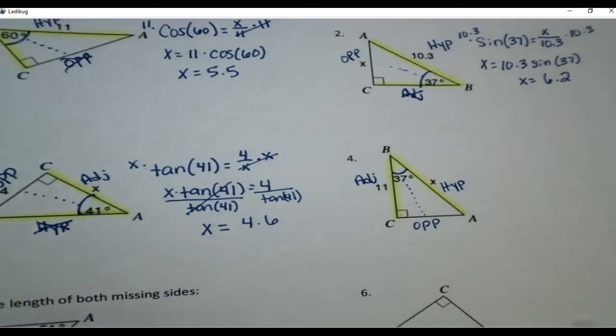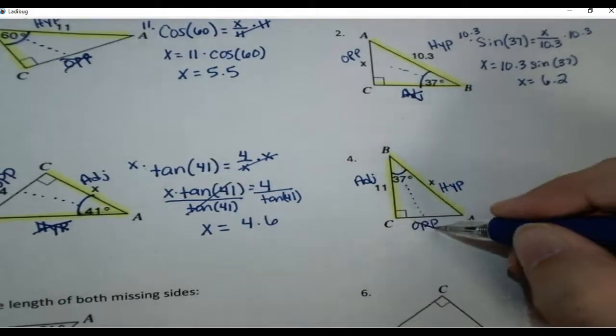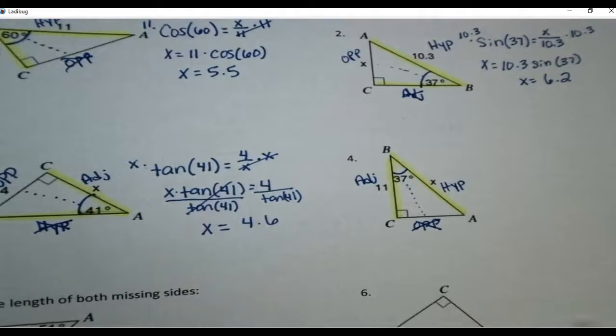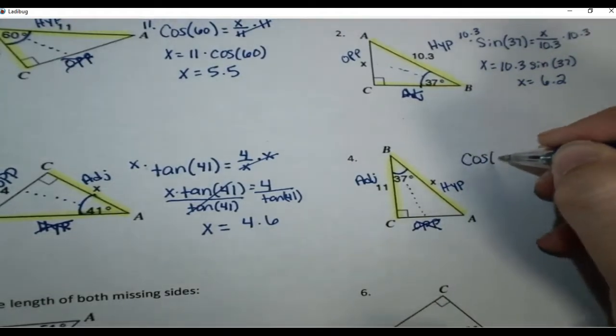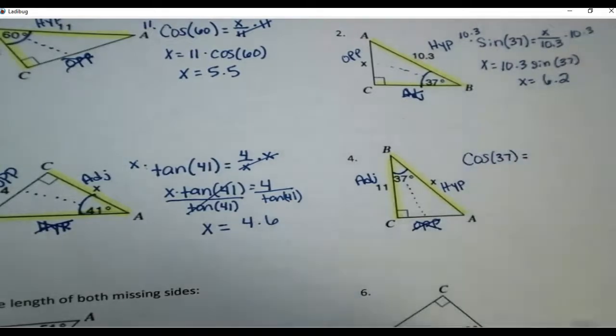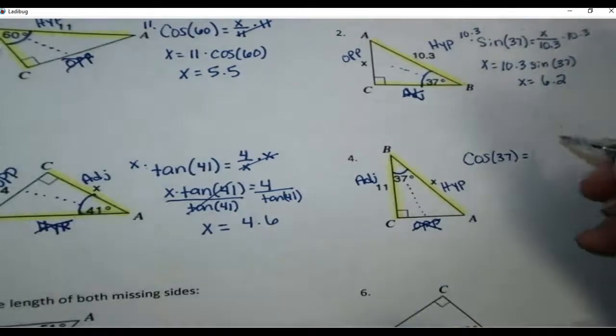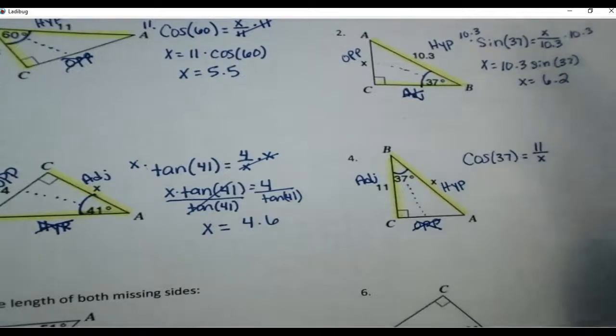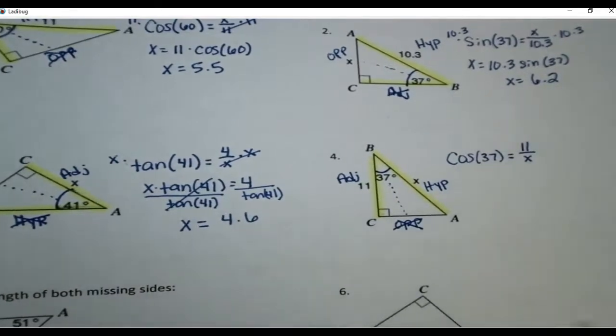So, which trig function do I need to use? Cosine. Because I do not care about the opposite. I'm worried about the hypotenuse, and I know the adjacent. Everybody okay with why we choose cosine? So, cosine of the angle equals, and it's A over H. So, 11 over X. Questions so far?